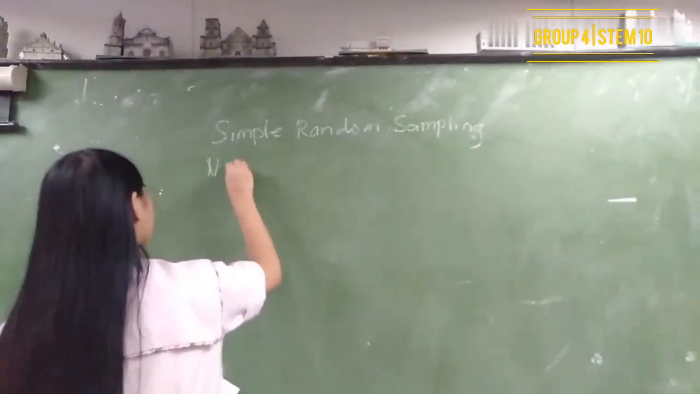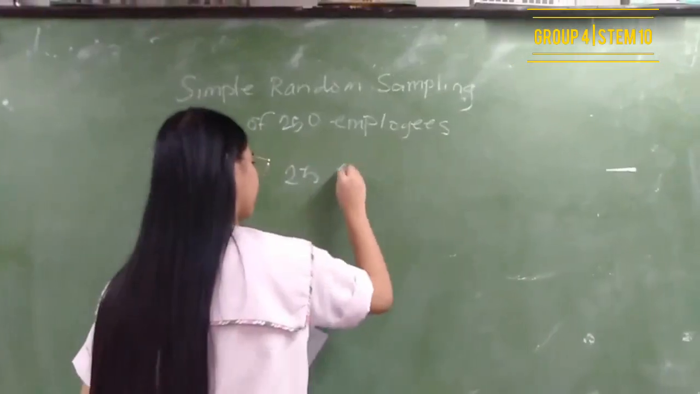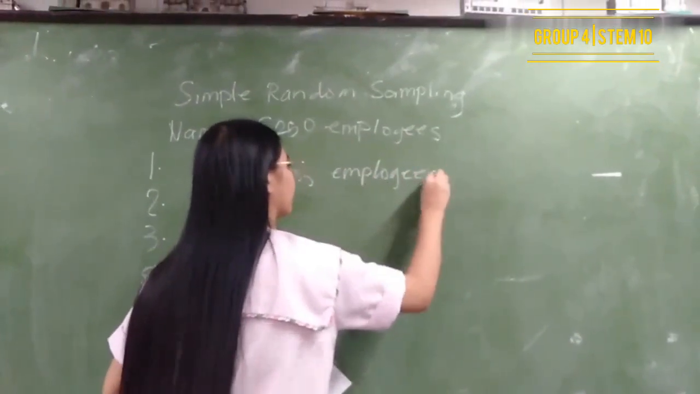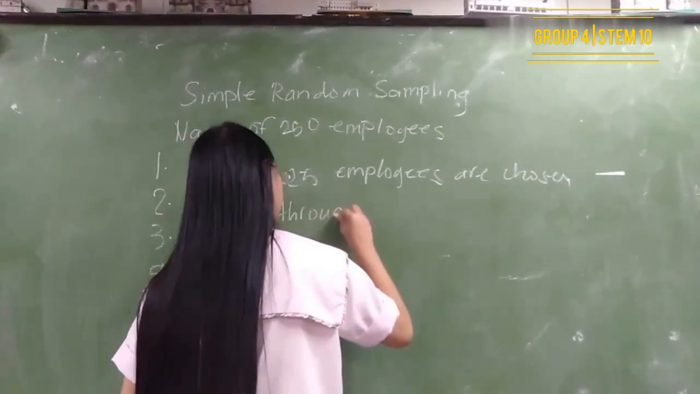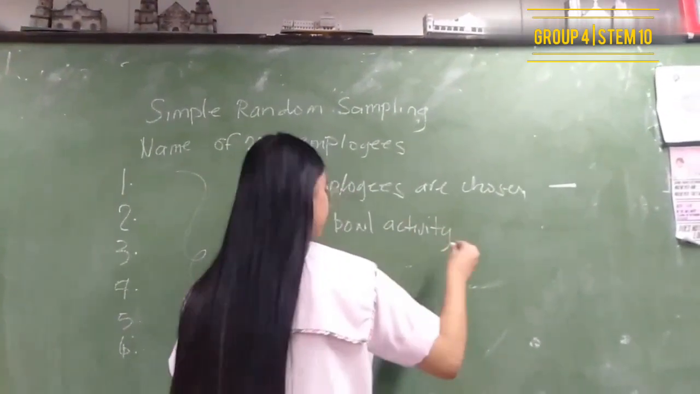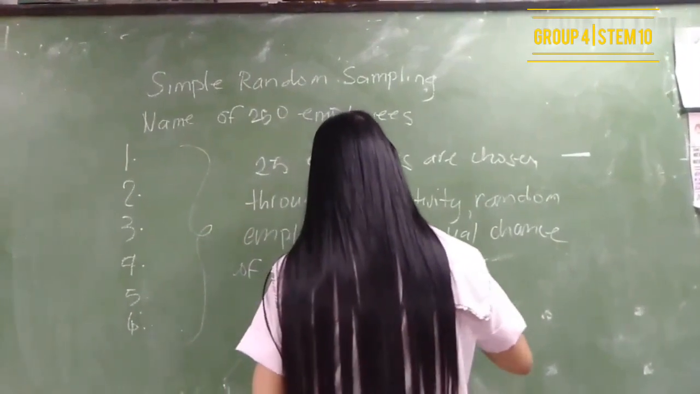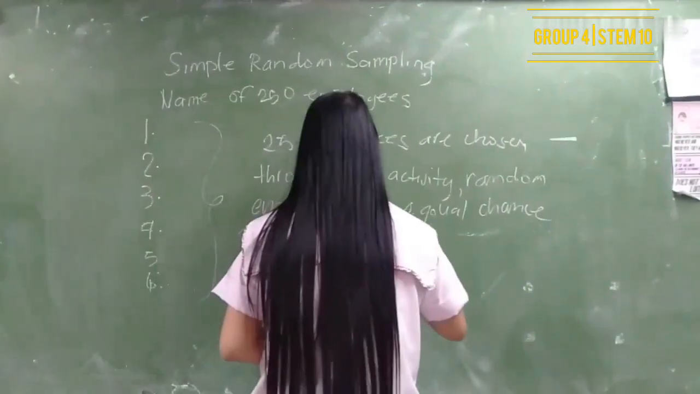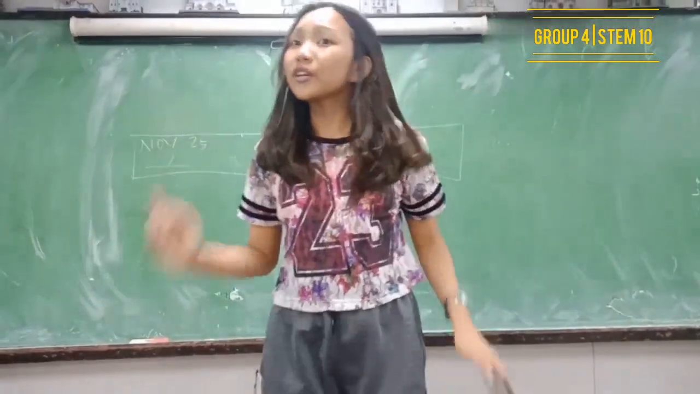The first type is simple random sampling, or SRS, also known as bowl activity, in which the population has an equal chance of being selected. For example, names of employees. 25 employees are chosen out of 250 employees, and the sample is random because each employee has an equal chance of being selected. Very good! How about the next one?